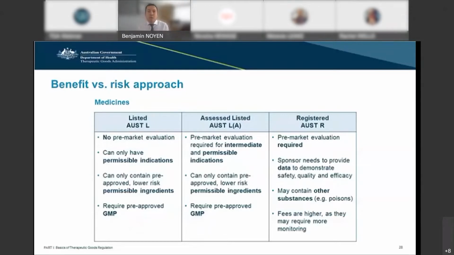Medicines are considered low or high risk depending on the claims made about the medicine, what it contains, and the benefits and risks associated with using it. In Australia, lower risk and high risk medicines are given particular names. Lower risk medicines are called listed medicines. Higher risk medicines are known as registered medicines. The ones in between are called assessed listed. The take-home message here is that high risk, registered medicines require more rigorous pre-market authorisation.